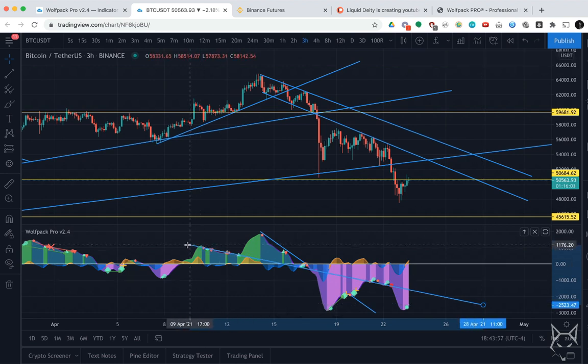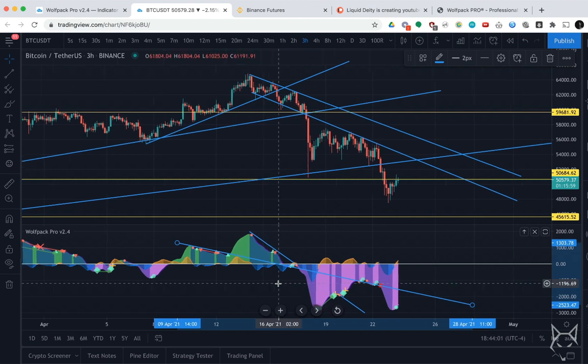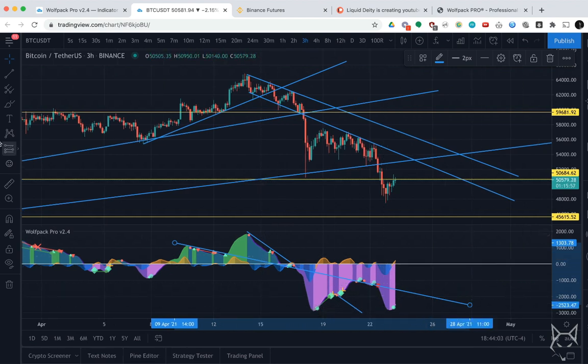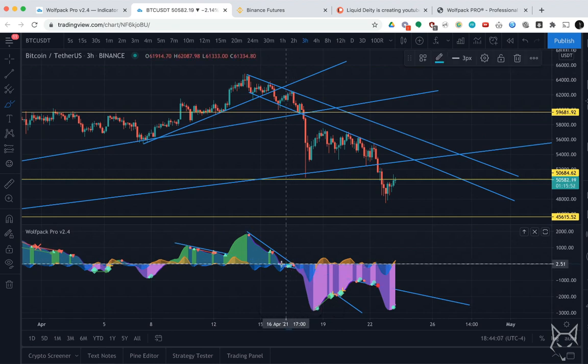Let's try to draw that in just like that. You can see it really was trying to become support here, but this was the critical point. We had this downwards intersection, and we had this point here, which could have potentially turned to support since we crossed above it here.